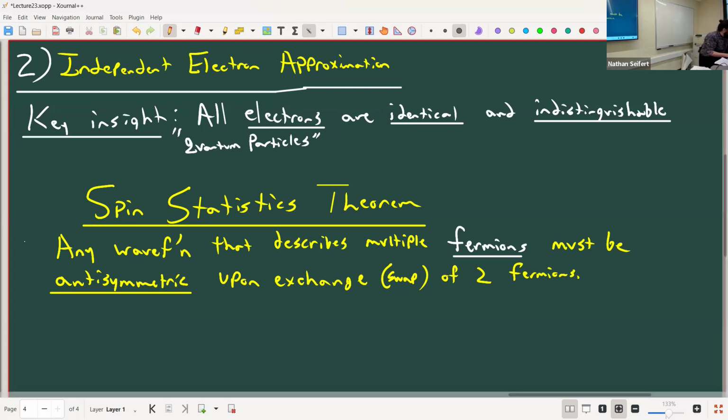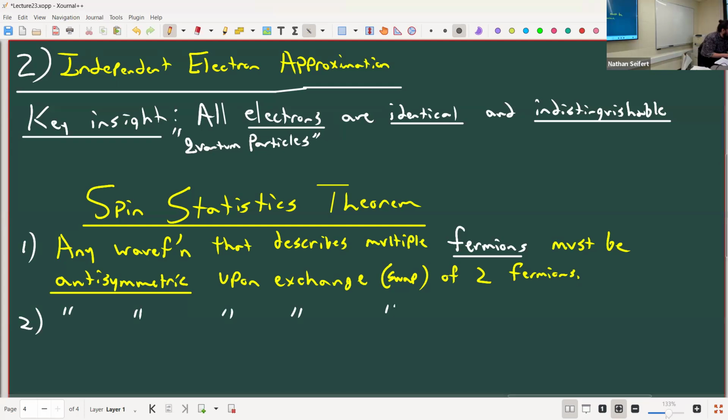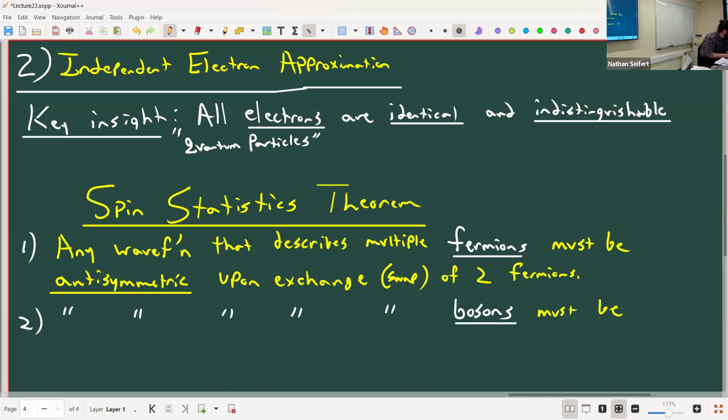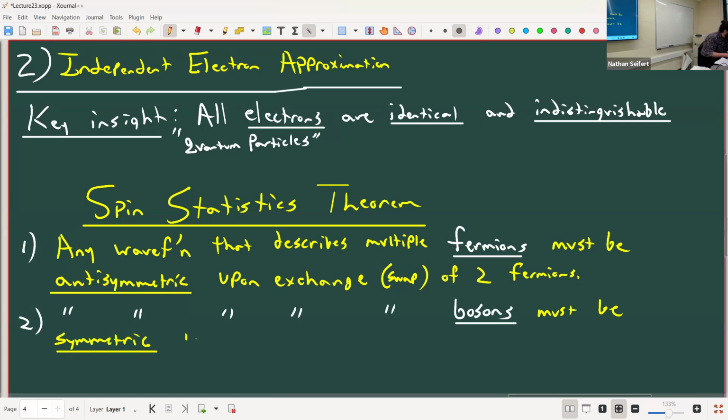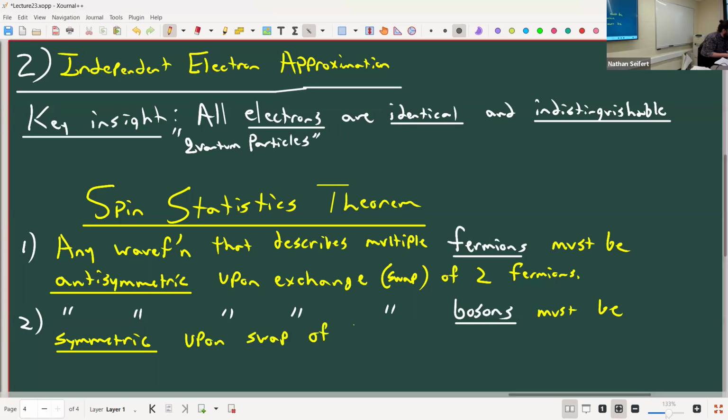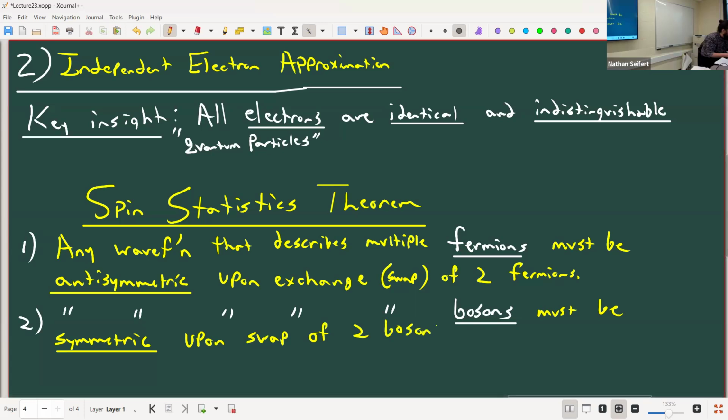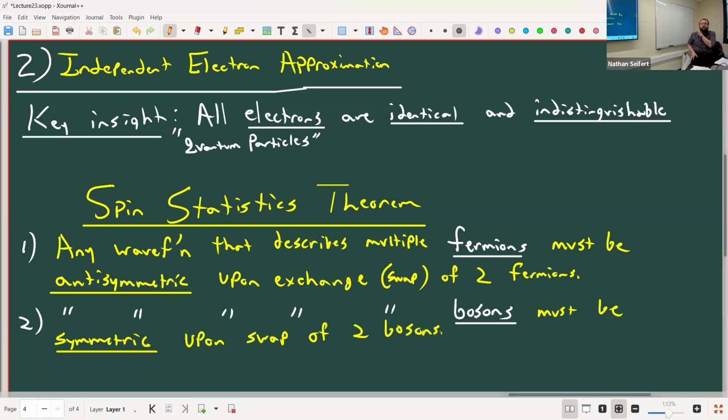And there's one other statement, which is that any wave function that describes multiple bosons must be symmetric upon swap of two bosons. All right, so what the hell is a fermion? What the hell is a boson?